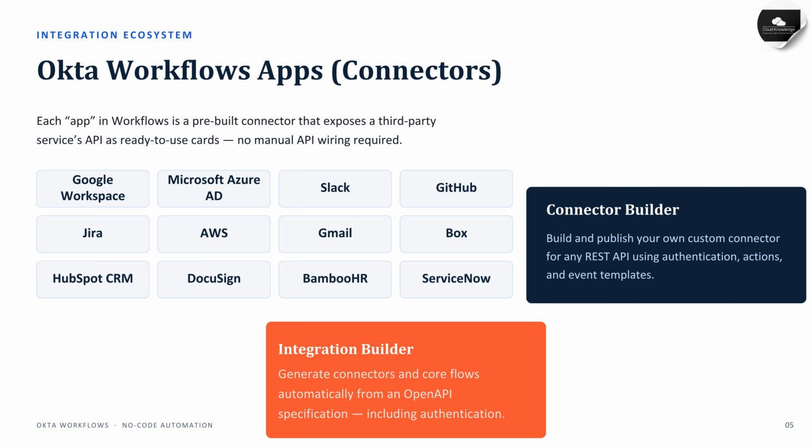But here's the part people miss. If the connector you need doesn't exist yet, you're not stuck. The Connector Builder lets you build and publish your own custom connector for any REST API. And the Integration Builder takes it a step further. It can generate connectors and core flows automatically from an OpenAPI spec, including authentication. So even niche internal tools can plug into Workflows.